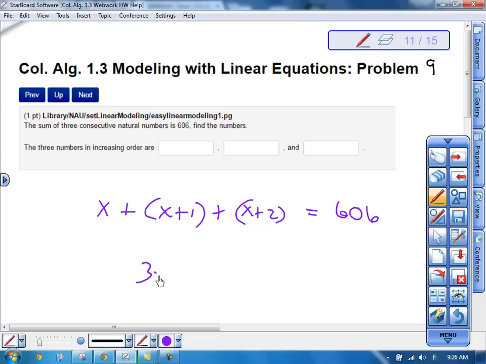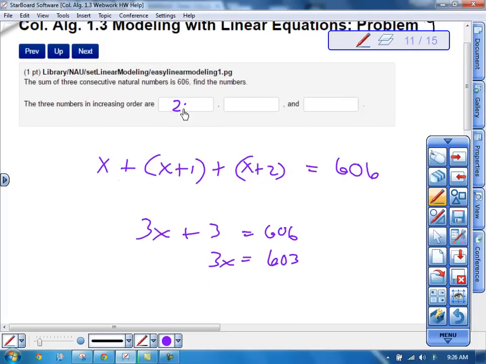So solve this equation for x, you get 3x plus 3 equals 606. That's 603 equals 3x. Divided by 3, that gives you 201. So the first one's 201, the second one's 202, the third one's 203.